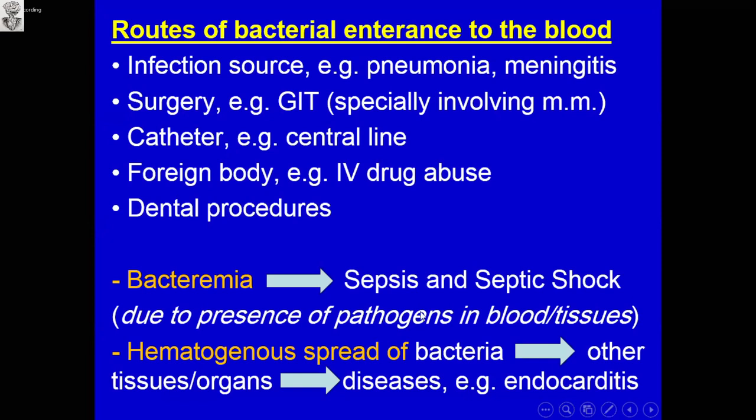Due to the presence of what? Due to the presence of pathogen in the blood and tissues, tissues like lung, meninges, etc., as I said. So remember that there is hematogenous spread of bacteria to other tissues or organs. Once there is spread of bacteria through the blood to different tissues, it will cause a disease. Like what? Like infective endocarditis, التهاب الغشاء الداخلي للقلب. بأي طريقة من هذه الطرق ممكن تخش البكتيريا إلى البلد، ومن البلد to different organs, including for example the heart, and you get infective endocarditis.